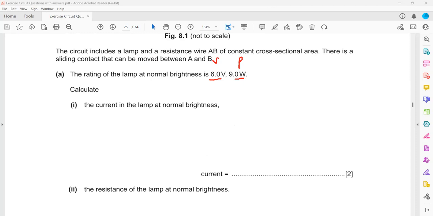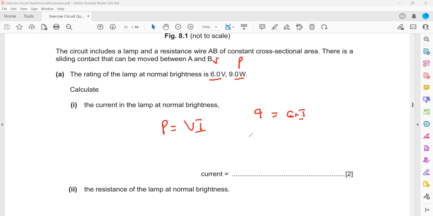You have to learn the formulas in electricity. If you have voltage and power, we can find the current using the formula P equals VI. So P is equal to VI, where P is the power, which is 9, V is the voltage, that is 6, and I is the current.